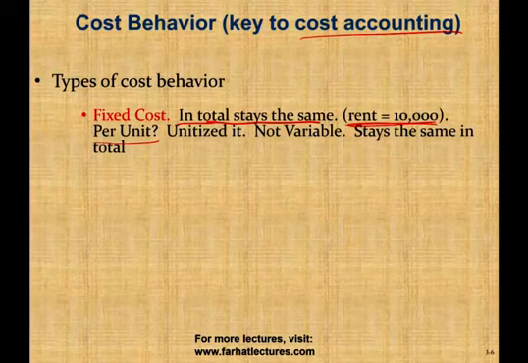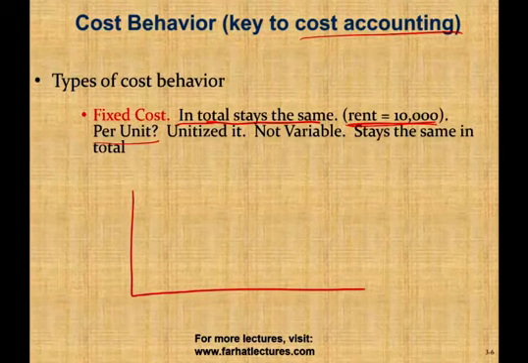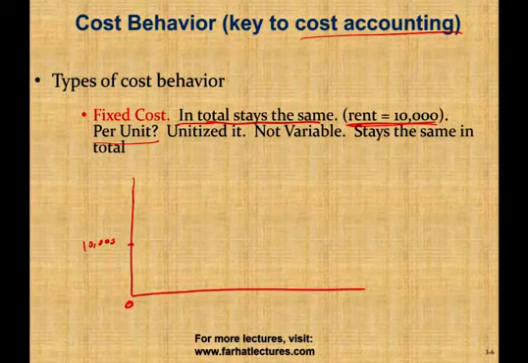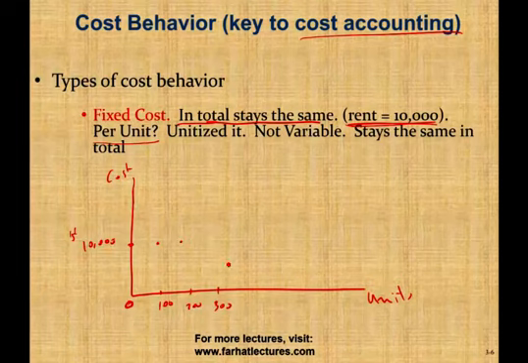So what happens to the rent cost per unit? Let me show you how it works. Fixed cost means we have a cost of $10,000. Assuming we produce 0 boxes, we still have to pay the rent. This is the cost, and this is the unit. If we produce 0 boxes, we have to pay $10,000. If we produce 100 boxes, we still have to pay $10,000. If we produce 200 boxes, we still have to pay $10,000 for rent. If we produce 300, same. 400, the same. So if we graph this, this is what the fixed cost would look like.